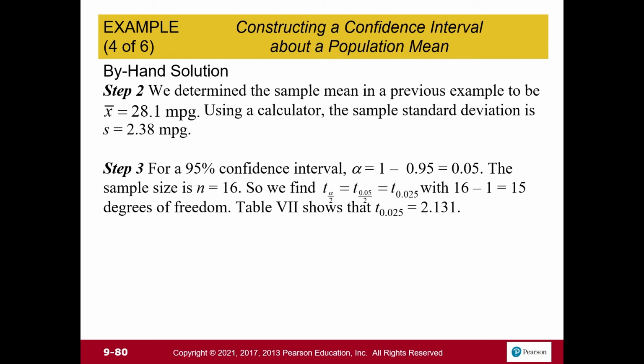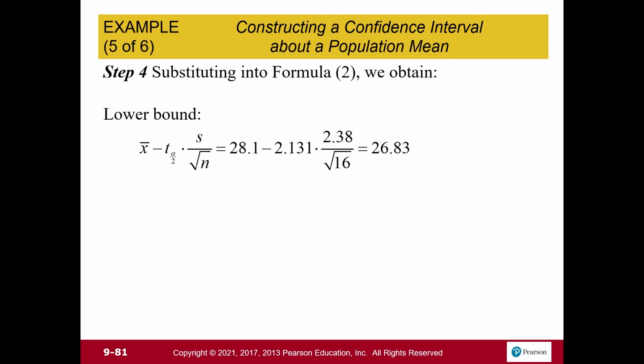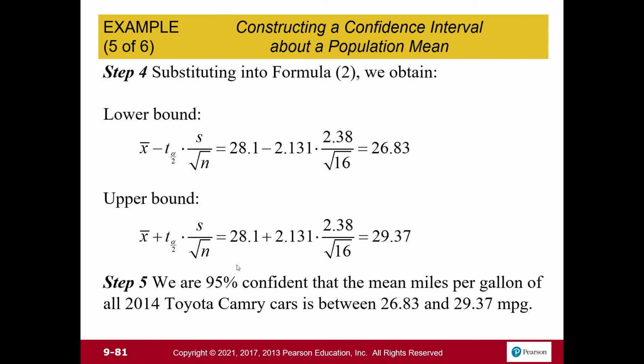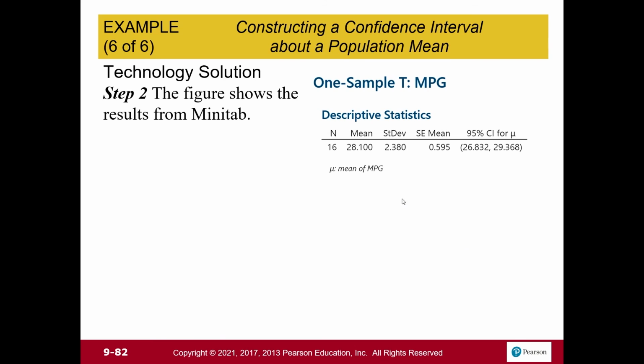And now we're going to multiply that value by s over the square root of n, and we're going to subtract it from x bar and add it to x bar to create our confidence interval. And now we have it. Our confidence interval is 26.83 and 29.37.